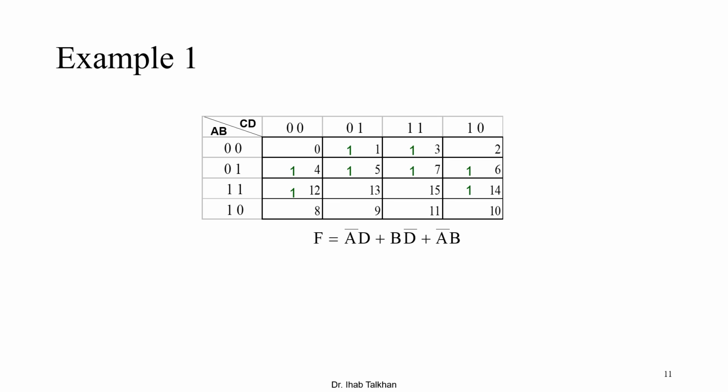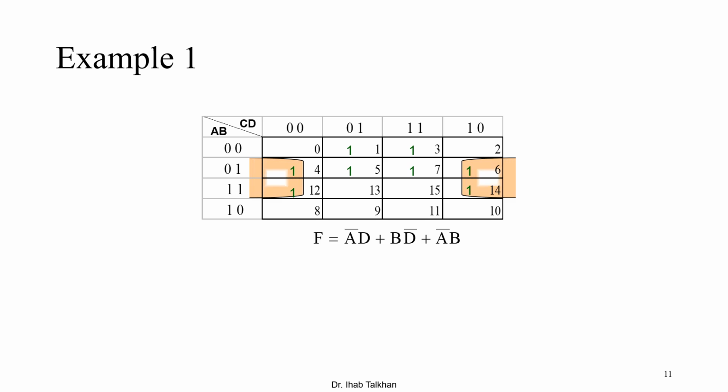Here we have another example also for the essential prime implicant and non-essential prime implicants. Actually, we have ones in cell number 1, 3, 4, 5, 7, 6, 12, and 14. If you're going to solve this problem, you have to find where are your essential groups, and then after that find where are your non-essential groups.